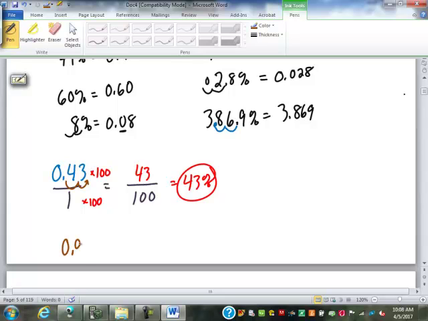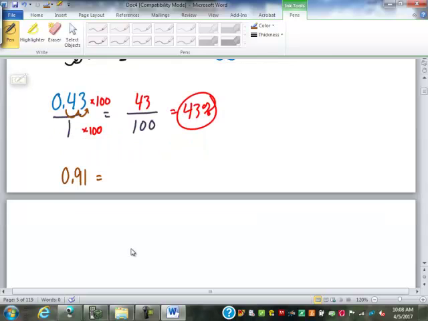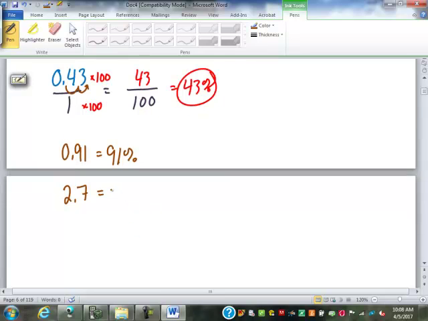So if I have 0.91, that becomes what as a percent? 91%. 2.7 becomes what as a percent? 270%. Good. 0.064 becomes what as a percent? 6.4%. 2 spots to the right. Exactly. From percent to a decimal, it's 2 spots to the left. Decimal to percent is 2 spots to the right. But it's multiplying by 100 or dividing by 100.